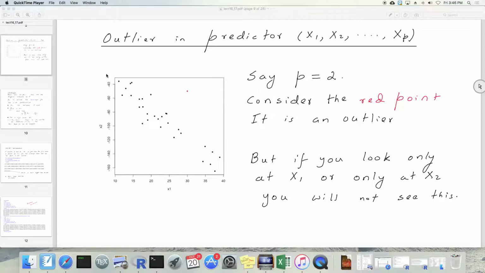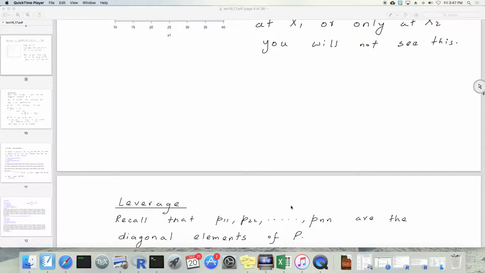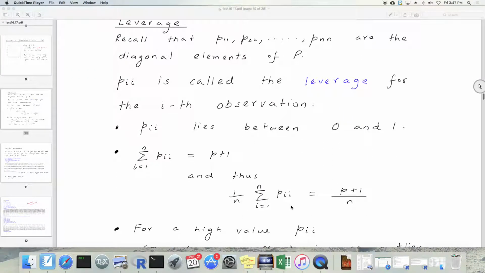We learned in previous classes that if you have an outlier in the predictors, meaning x1, x2, up to xp, that means if you have an outlier in x, for example, this red point is an outlier. The x-axis is x1, the y-axis is x2, and the red point is an outlier in x1, x2. So if that happens, then something called the leverage is high.